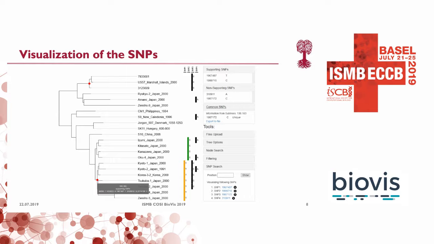And finally, we also have lists that are going to classify the SNPs that are within this phylogenetic tree depending on their clade specificity, and we're also able to compute a list of those common SNPs between two subtrees as the ones shown here.